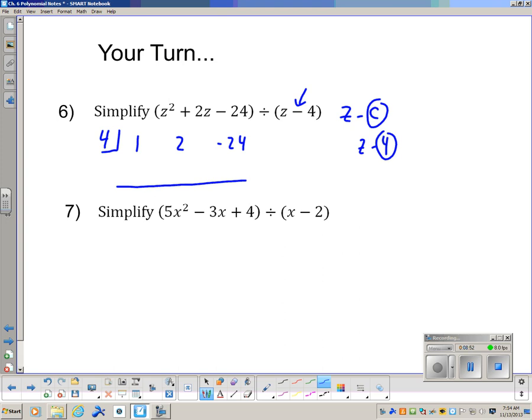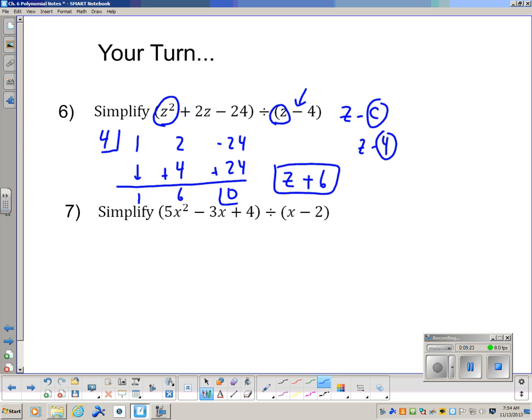So over here, just bring the first number down. 1 times 4, there's 4. Add them together, I get 6. 6 times 4 inside the box there is 24. Add together, I get 0. So now I can drop my answer down. It was z squared divided by z, that gives me z to the first. Or you can just think, 2 minus 1 is 1, so now it becomes z to the first. So it's 1z to the first, which is z, and then plus 6. And there isn't a remainder, so my answer is just z plus 6.